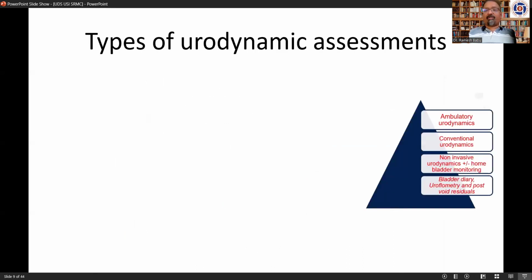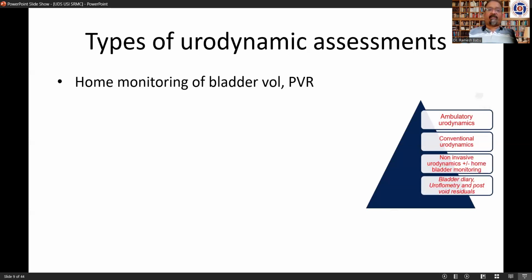Now let us come back to the urodynamic assessments. The simplest way is home monitoring of the bladder volume and post-void residuals. This is very popular in the Western world, where they give the parent an ultrasound machine to measure the bladder volumes pre and post-void. This is typically done even in newborns and infants who have undergone urological procedures.